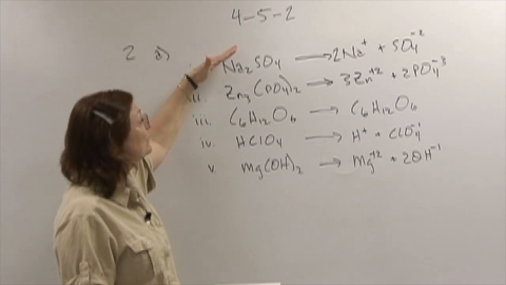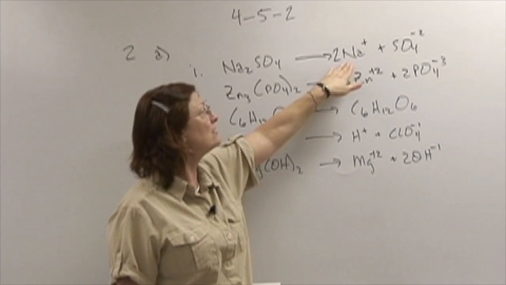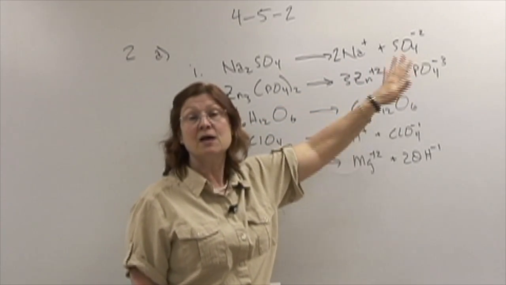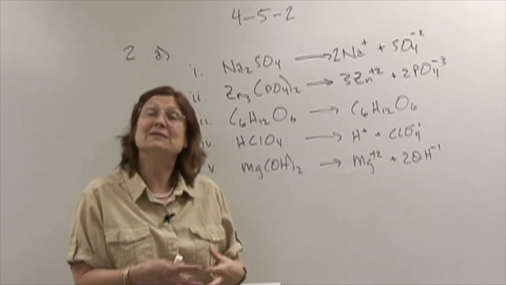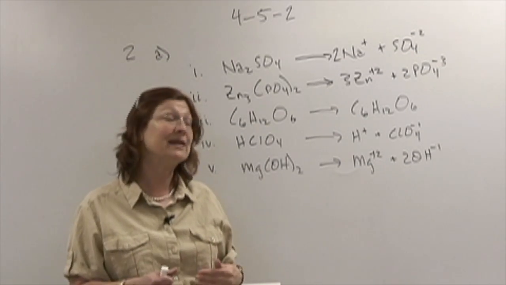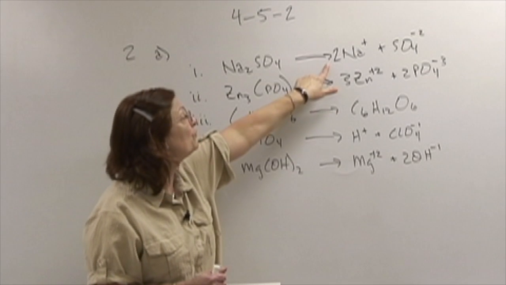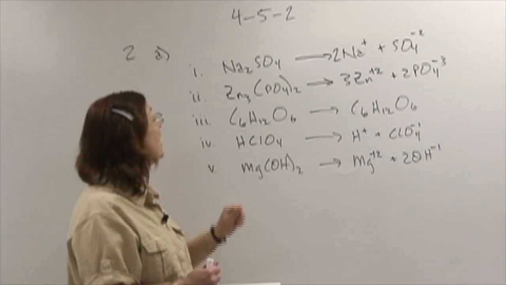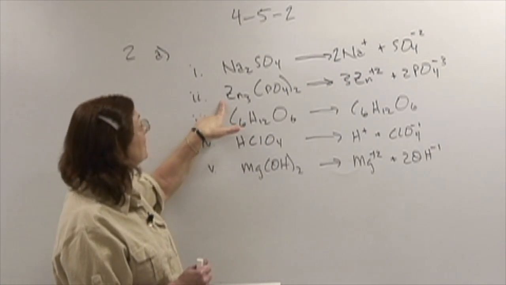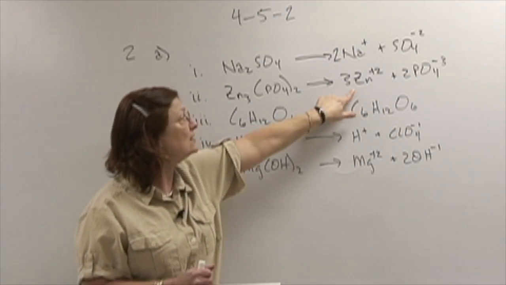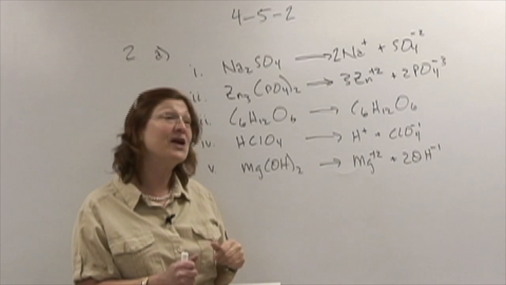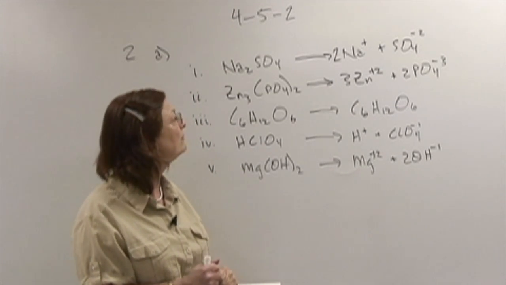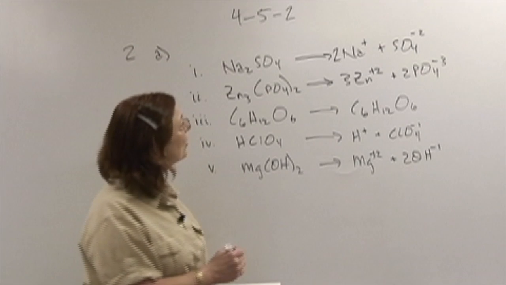And so when I put it in water, I get 2 sodium ions and 1 sulfate ion. Sulfate, as you recall, stays together as a unit because it's a polyatomic ion and they're sharing electrons. So we get a total of 3 particles here. Now in zinc phosphate, we get 3 zinc ions and 2 phosphate ions. Again, the polyatomic ion stays together as a unit and we get a total of 5 particles.